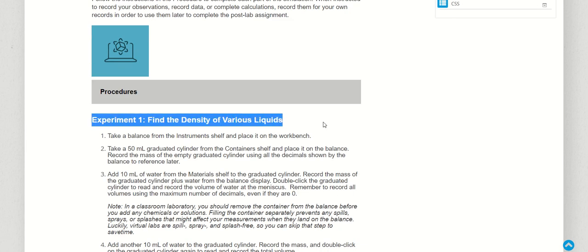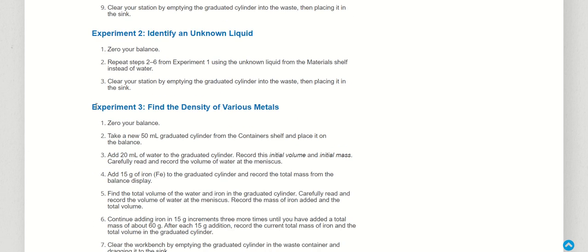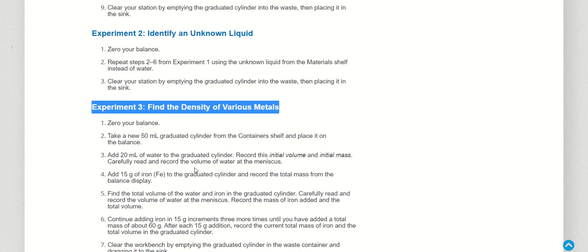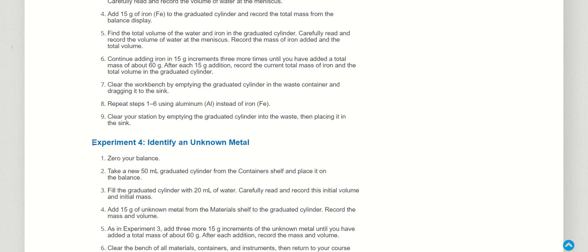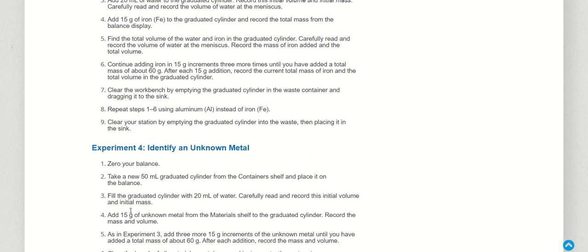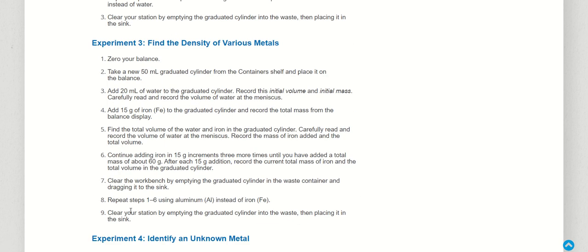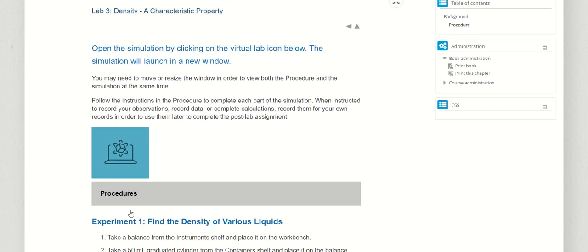But here's experiment 1, right? You're finding the density of various liquids. Remember, we're omitting experiment 2. You don't have to worry about that. And then you are completing experiment 3, okay? Again, omit experiment 4. So omit experiment 2 and 4. And you're just working on 1 and 3. Okay, so that is what you're completing for lab 3.